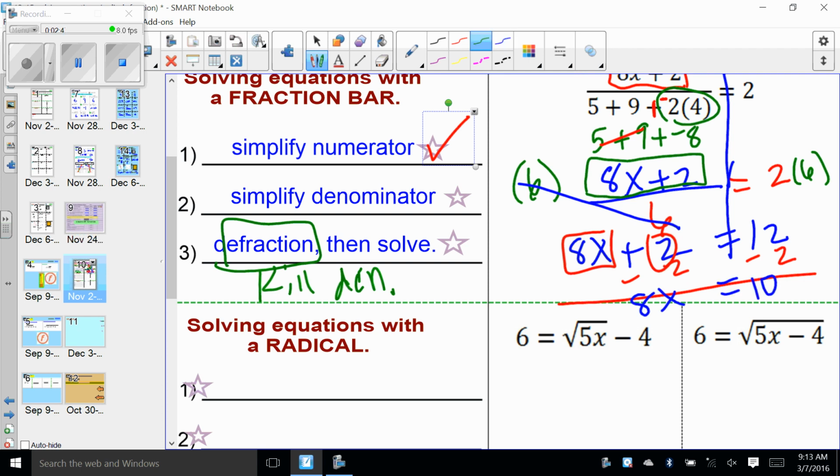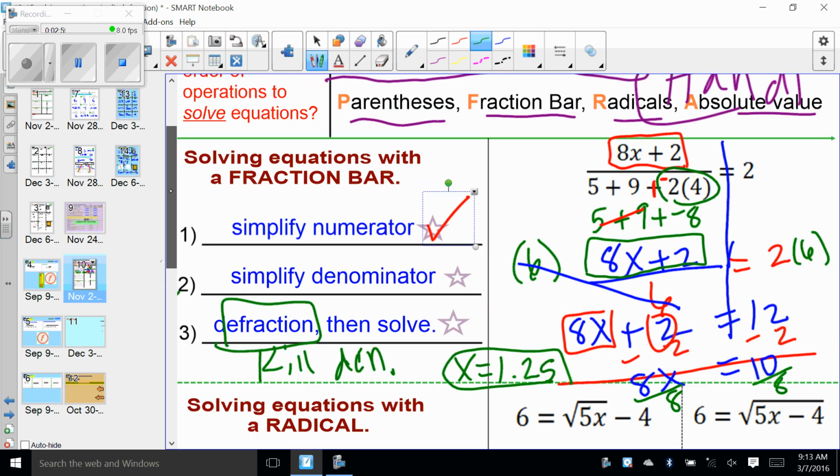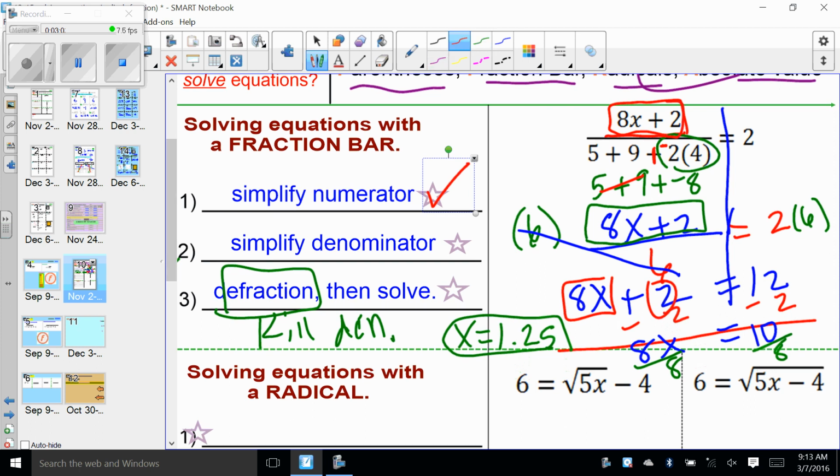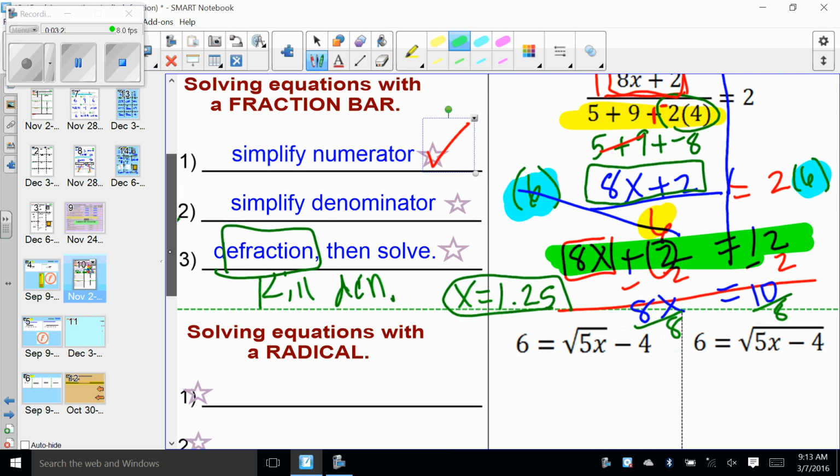Solving, get that x totally alone. Divide by 8, copy, paste. We end up with x equals 1.25. The answer is 1.25. Of course, we should plug back in and check to make sure that's okay. Let's go back to what we did here. We simplified the numerator, or we were unable to because they were unlike terms. I did work through simplifying the denominator with order of operations, and I ended up getting a 6 out of that. At the next step, I killed the denominator, copy, paste, and then it turned into the hand method on that very last step, 8x plus 2 equals 12, hand method the rest of the way.